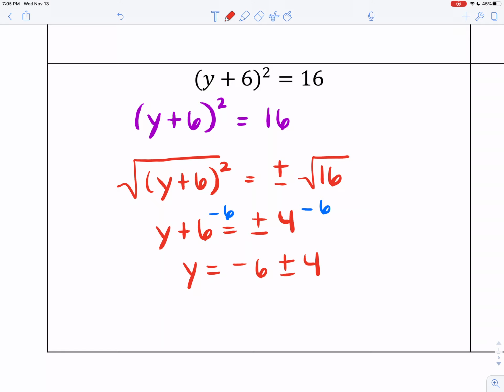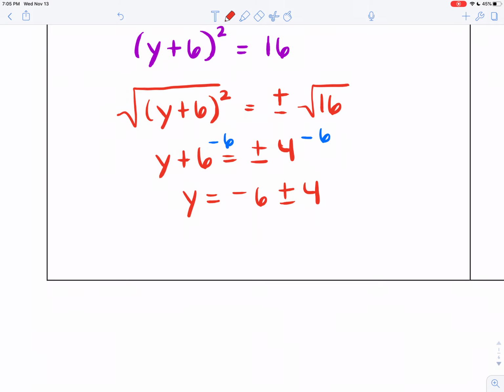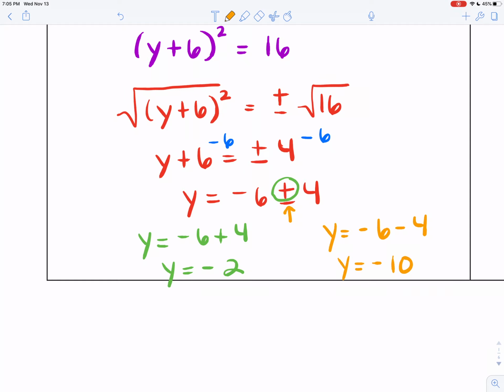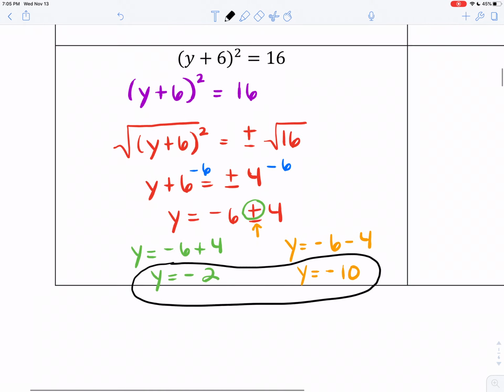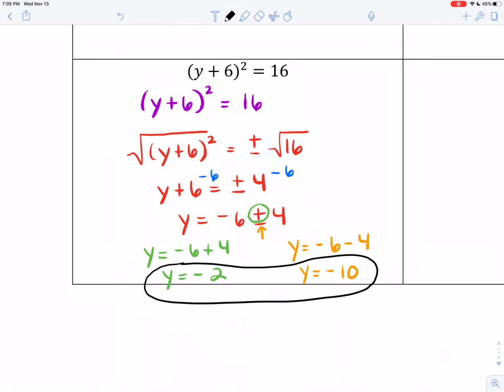Because then I can separate this and get my 2 solutions, right? If I look at the plus, then I can say, well, one solution would be negative 6 plus 4, or negative 2. If I look at the minus, then I can say, well, my other solution would be negative 6 minus 4, or negative 10. And at that point, I would have my 2 solutions. All right, what makes this a true statement is if y is equal to negative 2, or if y is equal to negative 10.